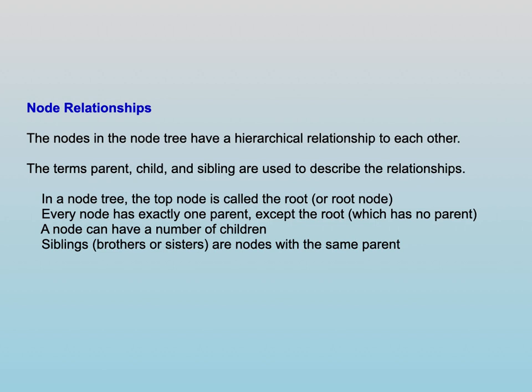Node relationships. The nodes in the node tree have a hierarchical relationship to each other. The terms parent, child, and sibling are used to describe the relationships. In a node tree, the top node is called the root node or root. Every node has exactly one parent except the root, which has no parent. A node can have a number of children. Siblings are nodes with the same parent, both brothers or sisters.